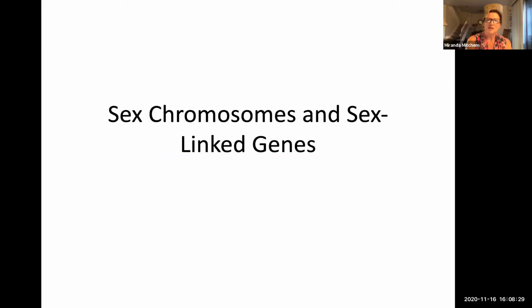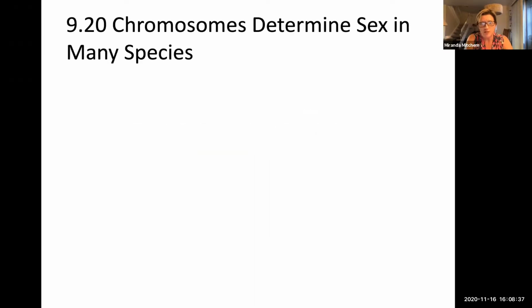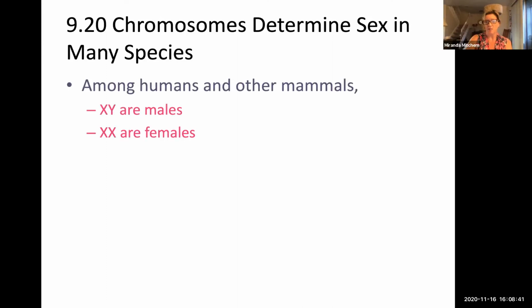All right, let's spend a little bit of time talking about sex-linked genes. So these are genes that are on one of the sex chromosomes. So for humans and other mammals, XY are anatomically male, XX are anatomically female. There are cases of XXY, that can happen. There are cases of XXX, that can happen. But typically, this is what we're looking at in mammals.